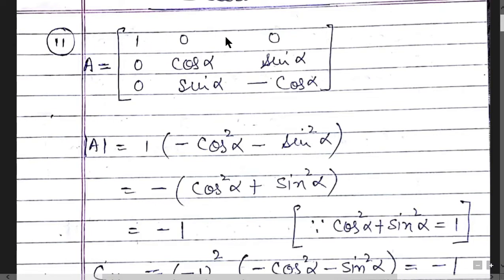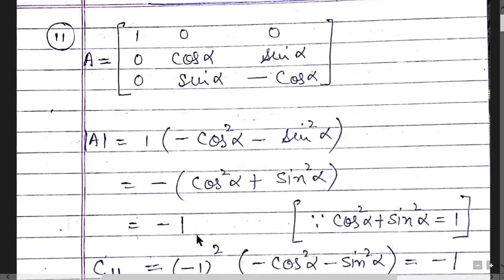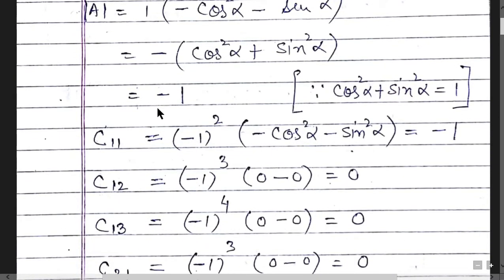You can start from 1 because all other values are 0. Cos alpha into minus cos square alpha minus sine square alpha. You can take negative sign common, and cos square plus sine square alpha we already know is equal to 1. It means the answer is minus 1. Now calculate all the cofactors.